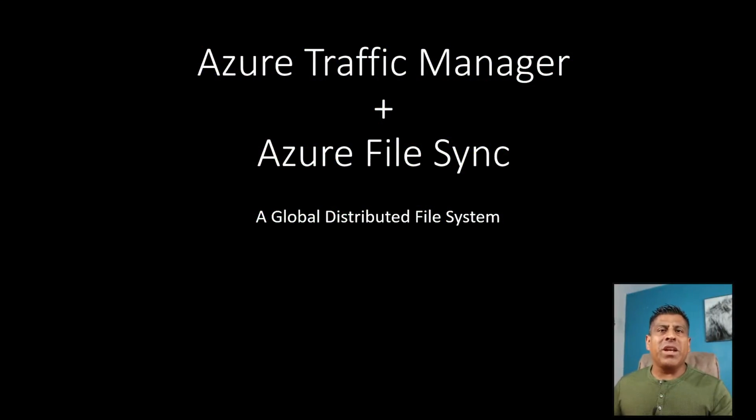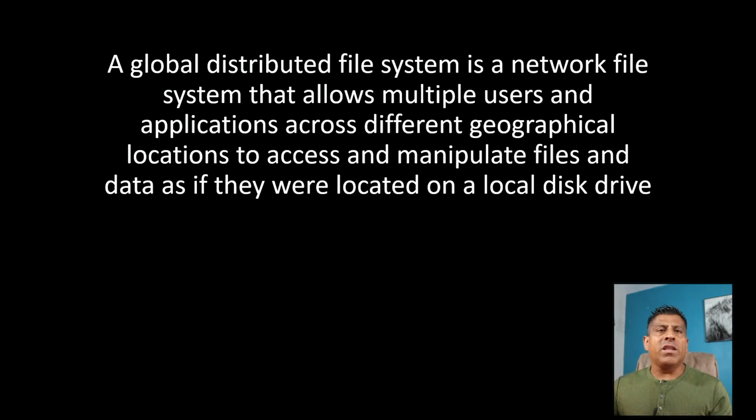Okay, so the first thing we're gonna do is define what a global distributed file system is. A global distributed file system is a network file system that allows multiple users and applications across different geographical locations to access and manipulate files and data, of course, as if they were located on the local disk drive. The key here is that it says different geographical locations, so we're going to be using Azure regions to accomplish this.